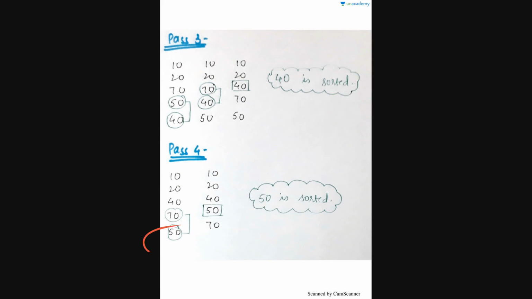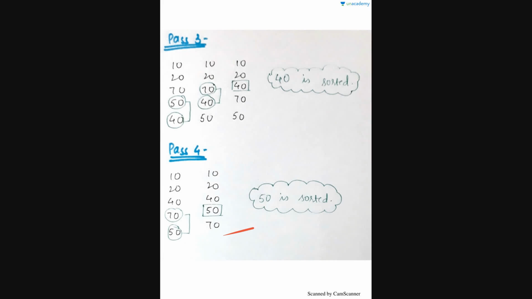So 50, 70, 40, 20, 10 are the elements. 50 is smaller than 70, so we have to swap this. 10, 20, 40 are already sorted. So 70 comes into the place of 50 and 50 goes into the place of 70. Here the last element which would be sorted will be 50. So 50 is sorted and the last element which remains is obviously 70, so there is no need to check this again. So all the elements 10, 20, 40, 50, 70 are sorted.